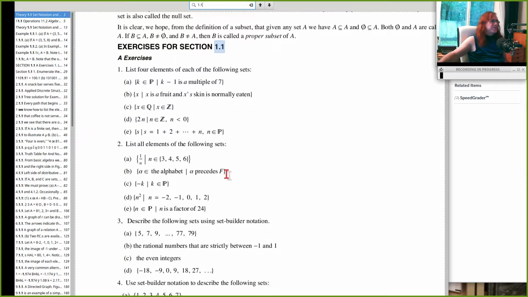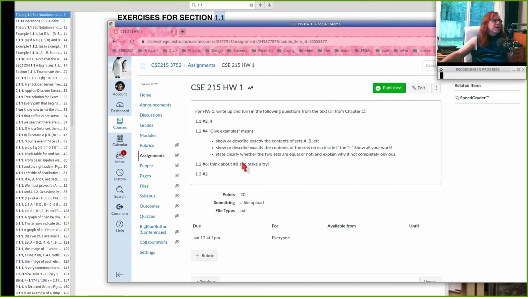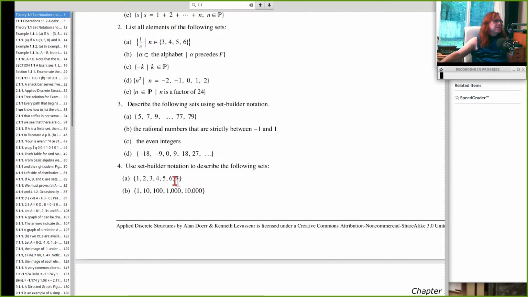Precedes means comes before F. And so on and so forth. Here P is the set of positive integers. So you're listing the elements of those sets. And then question 4, use set builder notation to describe the following sets.